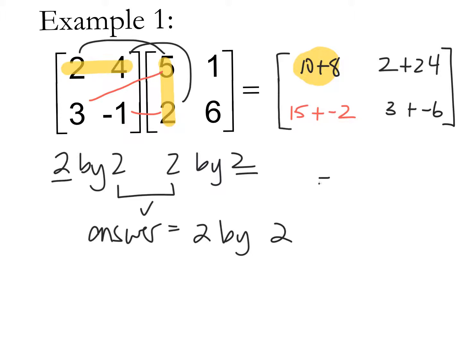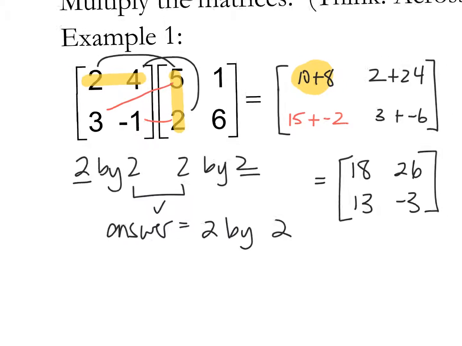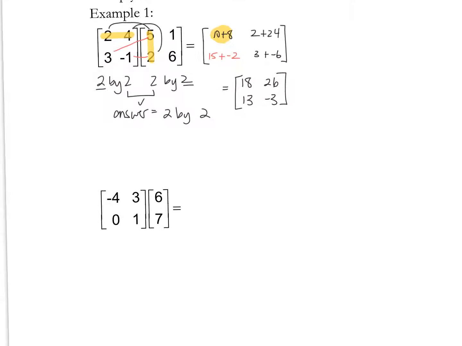Okay, so that means that my final answer, after I combine all the like terms, I have 18 in the top left, I have 26 in the top right, I have 13 in the bottom left, and I have negative 3 in the bottom right. Let's try another one, because it is very confusing. I'm trying not to put too much highlighting and too many swoops all over this matrix, just so it doesn't get too confusing, but let's try the next one.